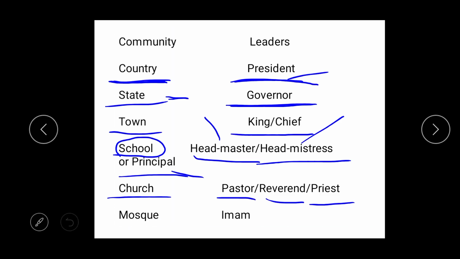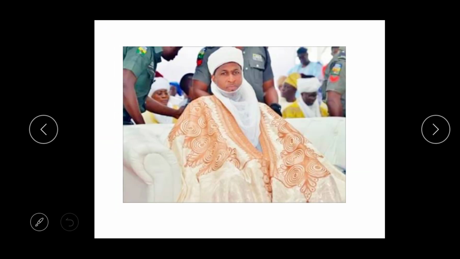So let's look at the last community, the mosque. We have a mosque. Remember I said in the last video that a mosque is for Muslims, while a church is for Christians. So if the mosque is being headed by a leader, the leader is called an imam. Okay, let me show you an example of an imam. You can see him. He is looking different from the pastor.